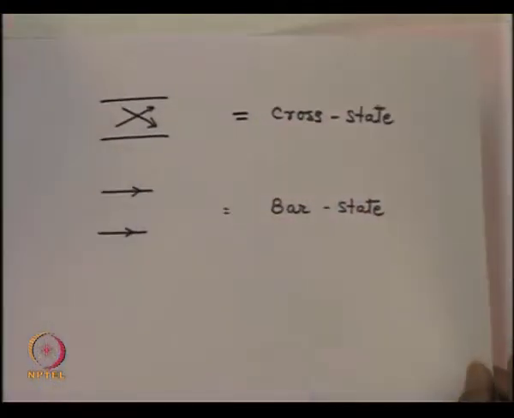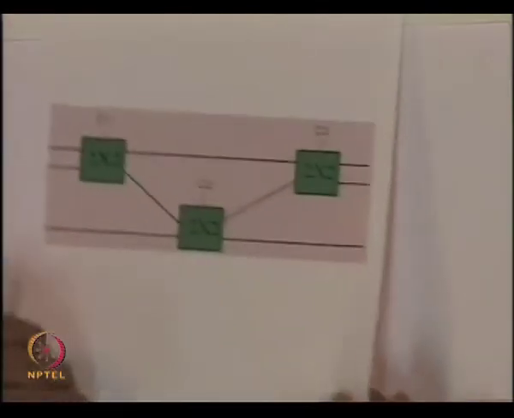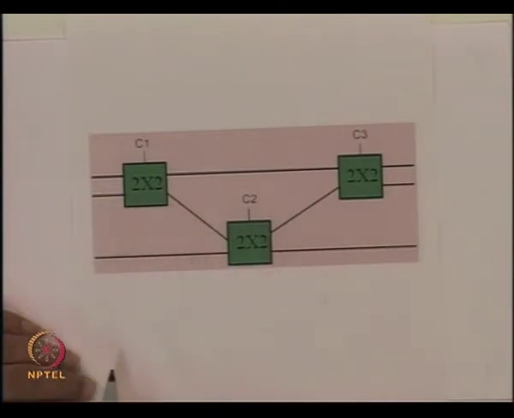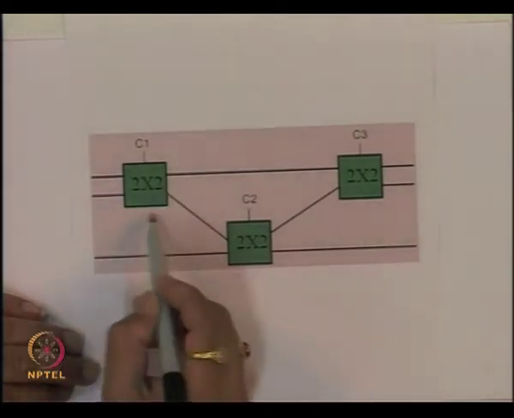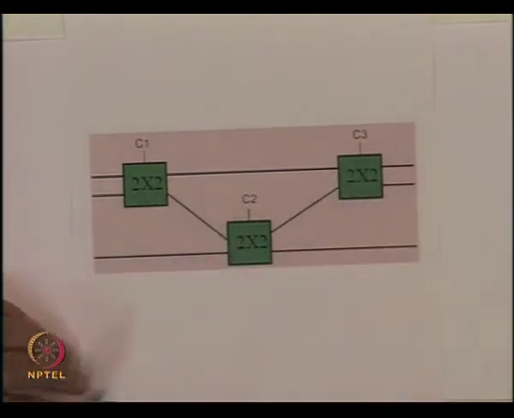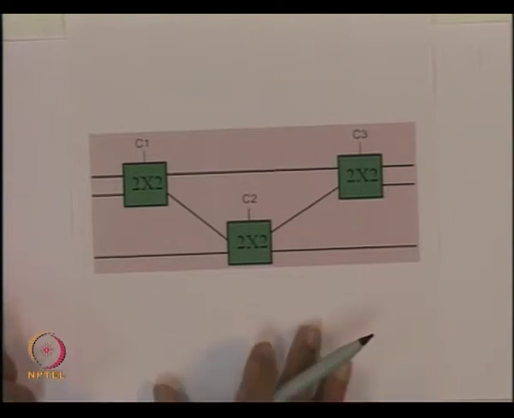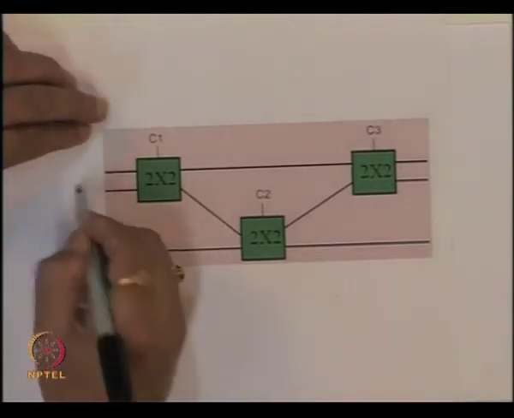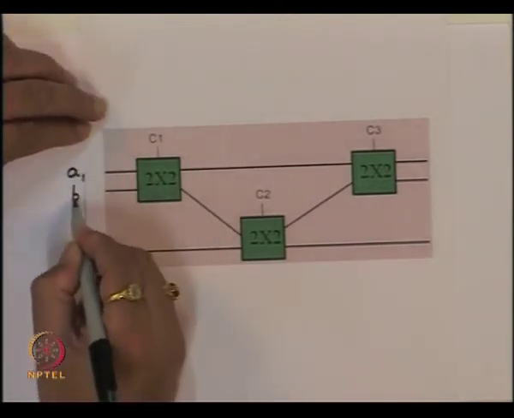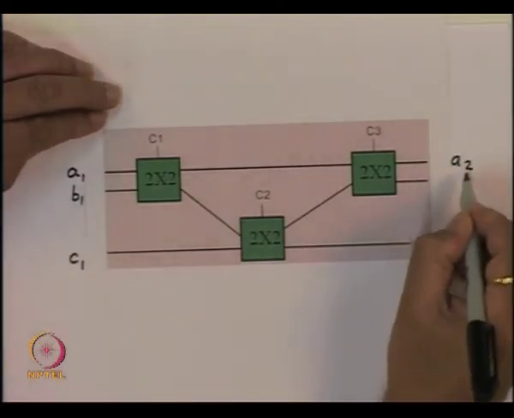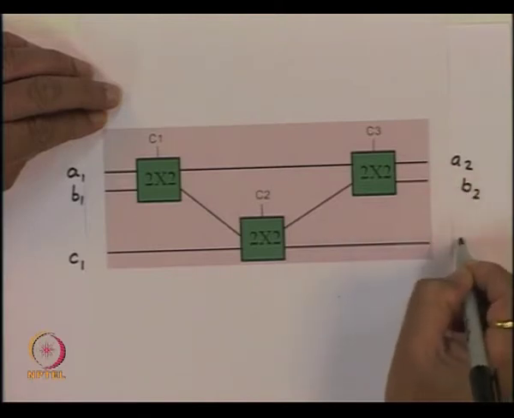So now let us say suppose we had 3 by 3, that is 3 inputs and 3 outputs. We have a situation something like this. So there are 3 signals which are coming. I can put one 2 by 2 switch here, I can put another 2 by 2 switch, another 2 by 2 switch, and I can make the connections like this. So let us say suppose we had 3 inputs, let us say A1, B1 and C1, and I have the corresponding outputs A2, B2, C2.